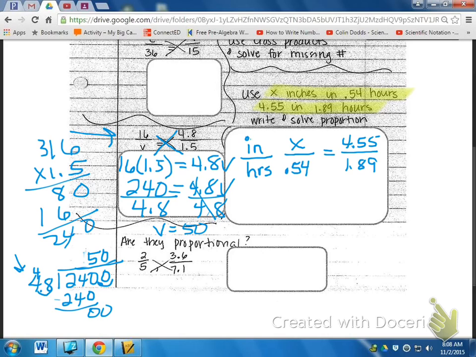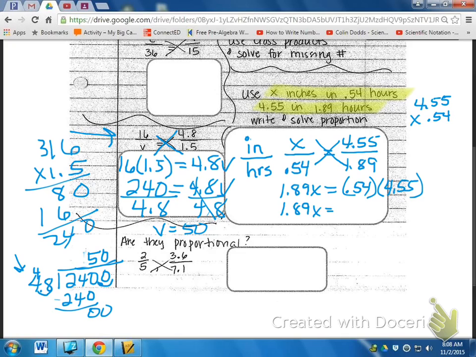So we have written the proportion. Now we've got to solve it by crossing through the diagonals. And I get 1.89x equals 0.54 times 4.55. Okay, so 1.89x, and we're going to have to multiply this over here. I've got 4.55, and I'm going to multiply by 0.54.